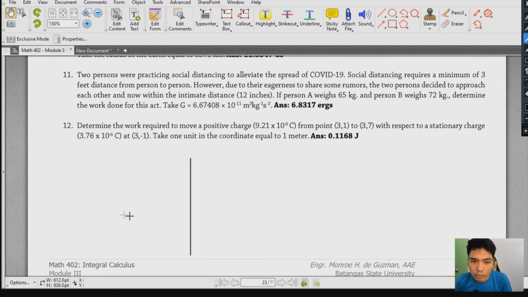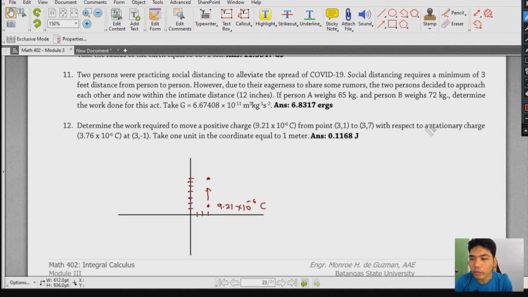Okay. So, let's do a Cartesian coordinate plane. This is usually what we do when we have Coulomb's law and we're dealing with charges. We make a Cartesian coordinate plane just to see where these charges are located. So, 3, 1. So, 1, 2, 3, 1. This is where the first charge is located. From point 3, 1, that is its initial location. So, going to 3, 1, 1, 2, 3, 4, 5, 6, 7. So, this charge went up. So, we could just write 9.21 times 10 to the negative 6 coulomb, and then it went to that point.